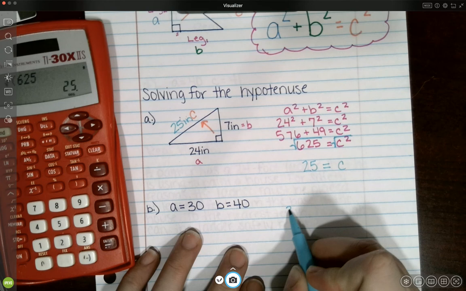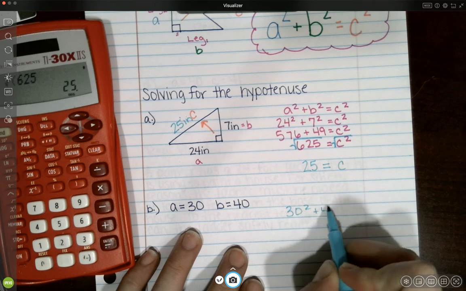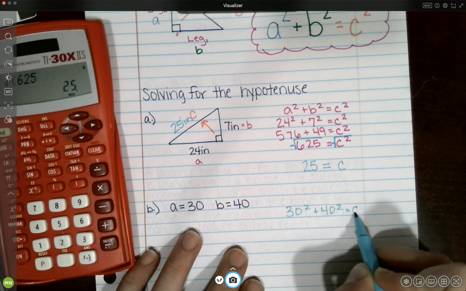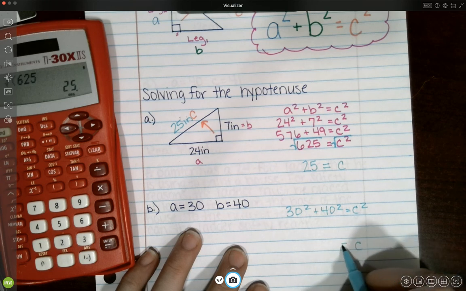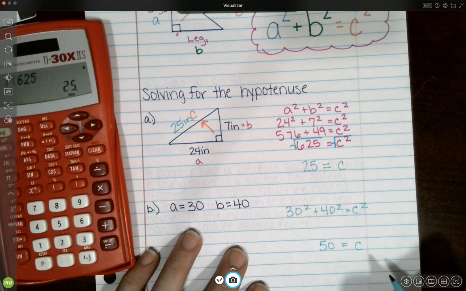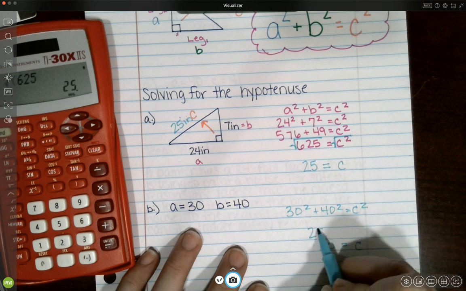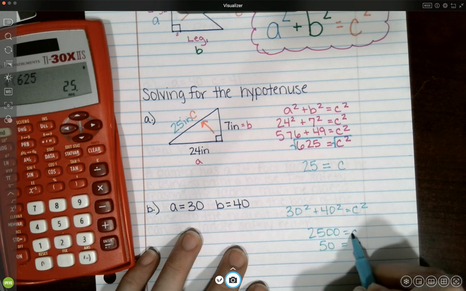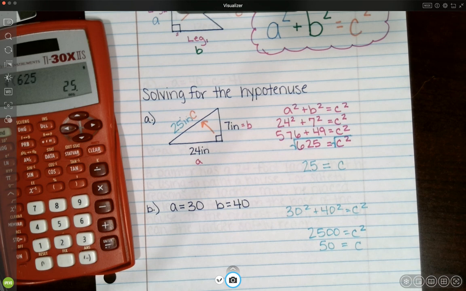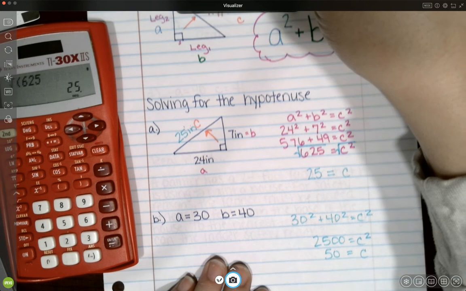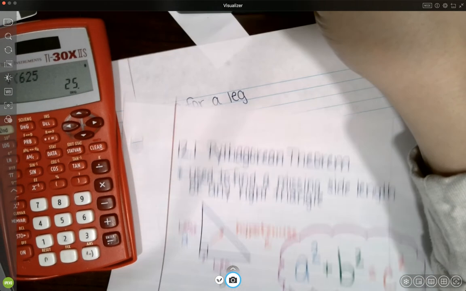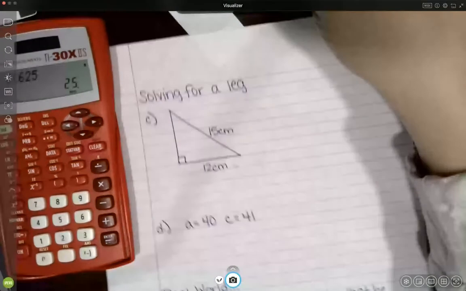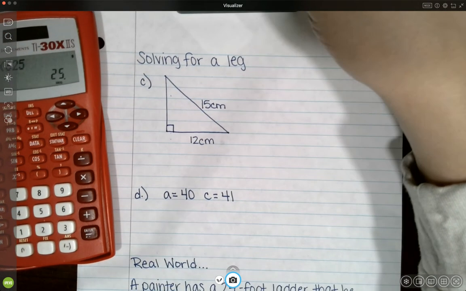All right, so this would have been 30 squared plus 40 squared equals c squared, and we would have had that c equals 50. So if you did not get 2,500 equals c squared, make sure you are checking your calculations. The last component of the Pythagorean theorem is if I am missing the leg. So we're going to do a problem of missing the leg real quick.